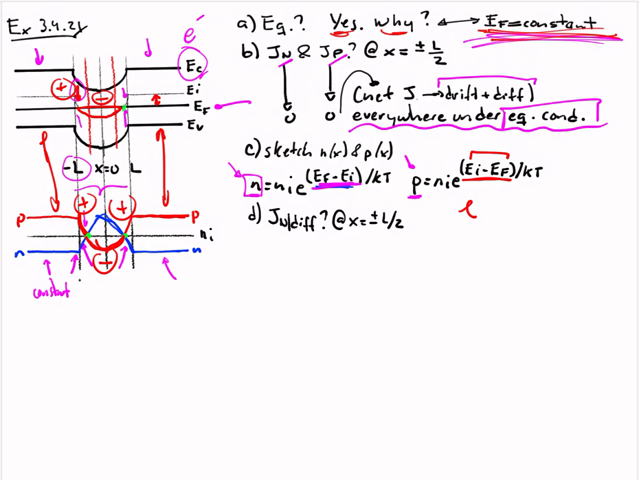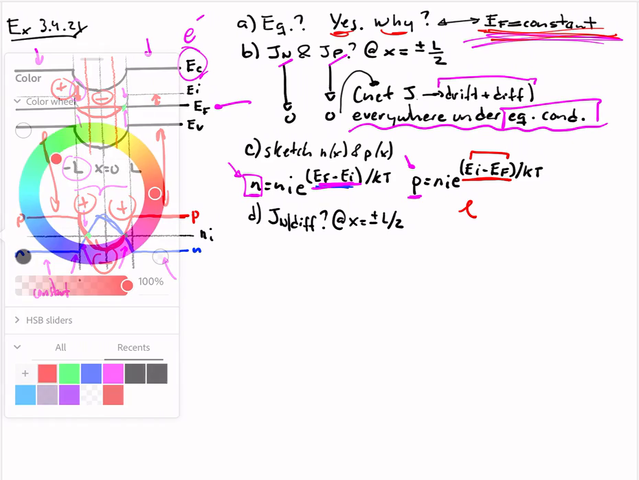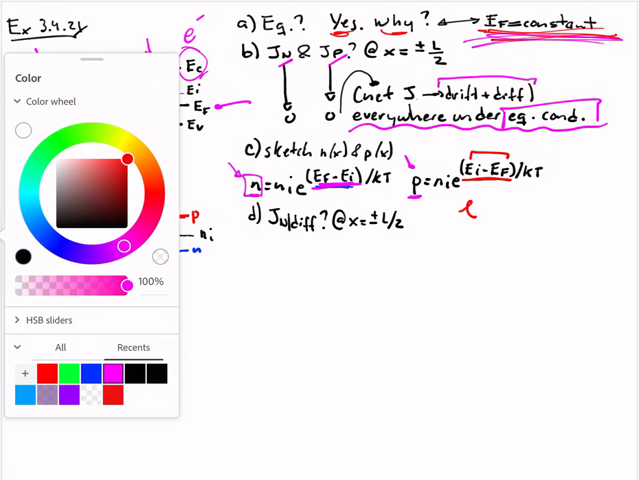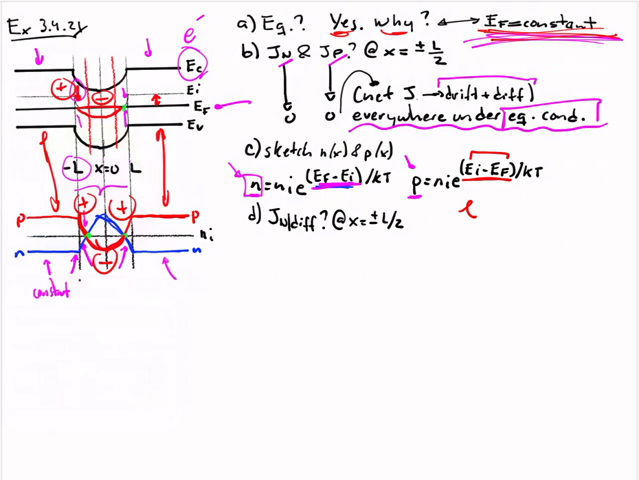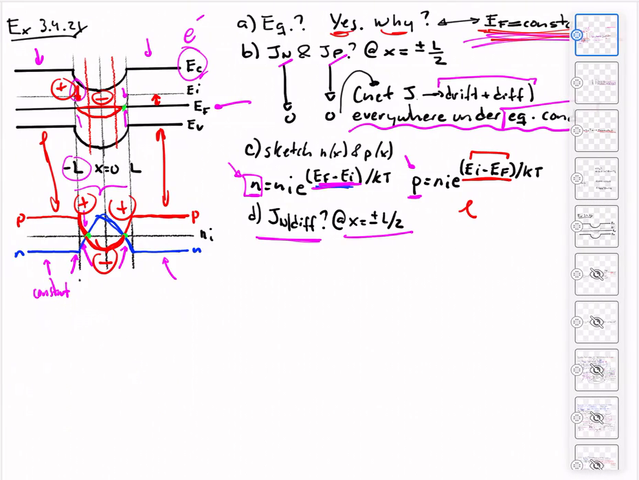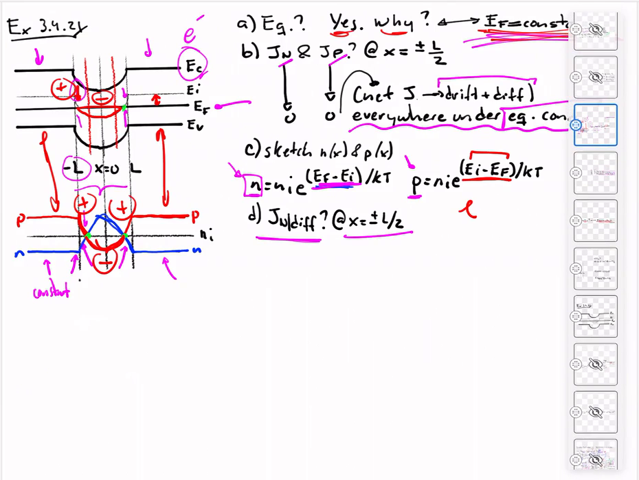Now, the next question is, what's the current density for electrons due to diffusion at x plus minus L halves? Let's see what we can do.